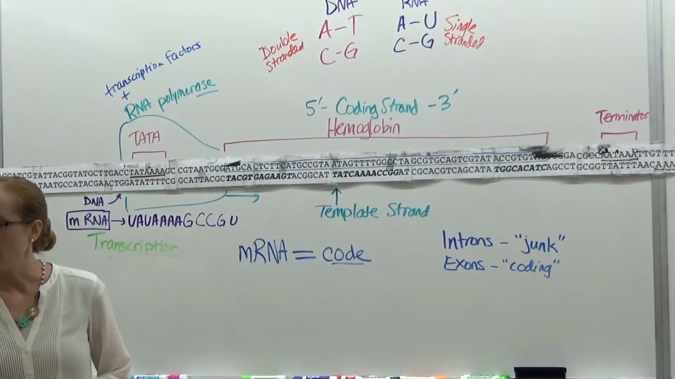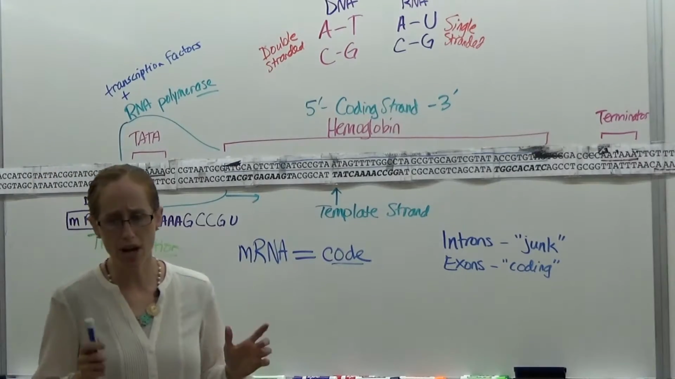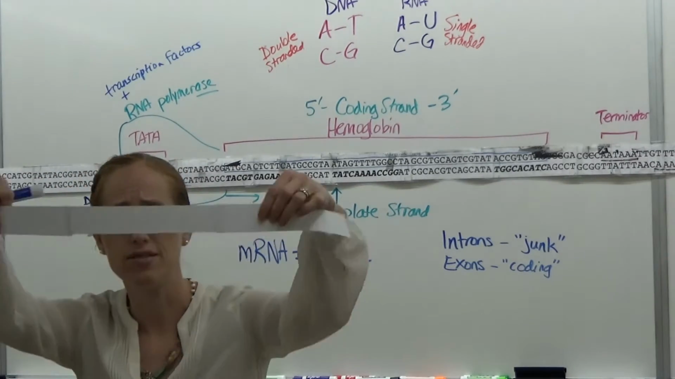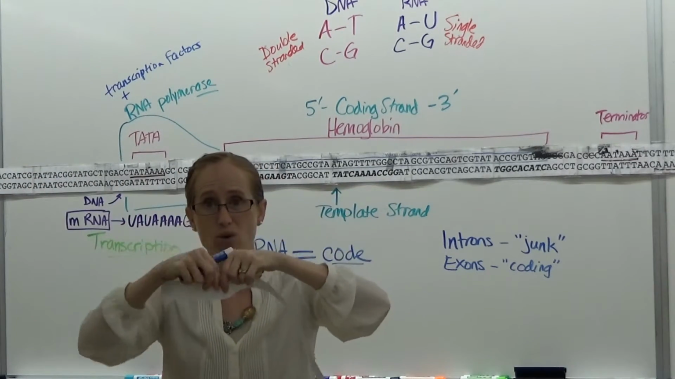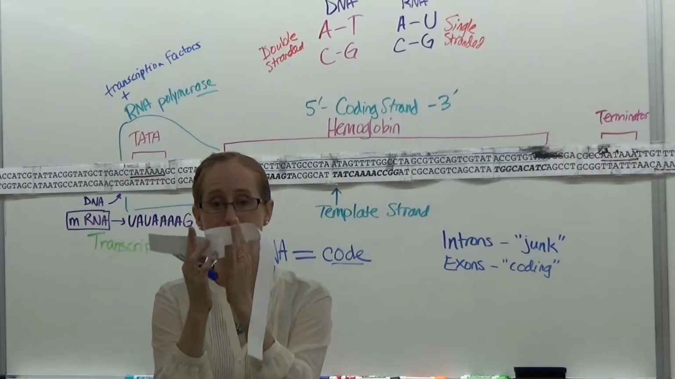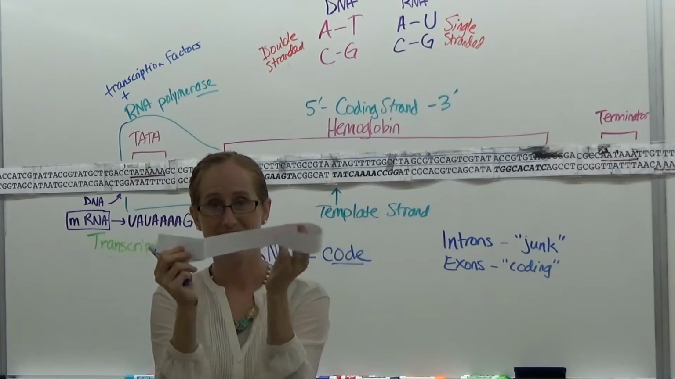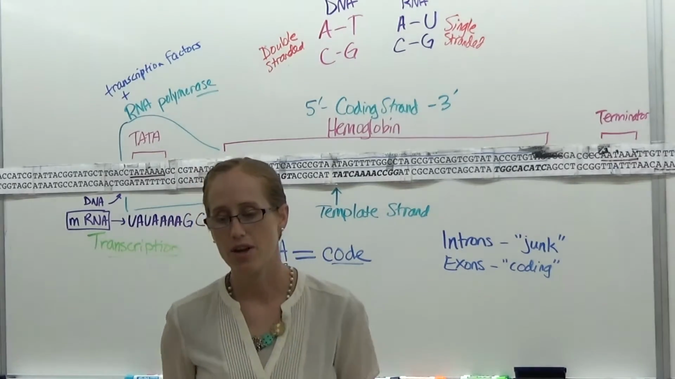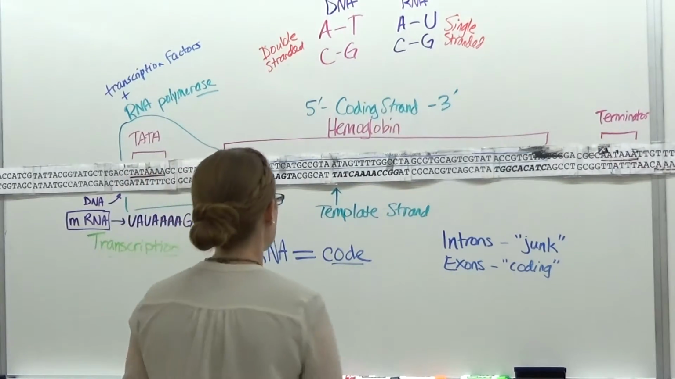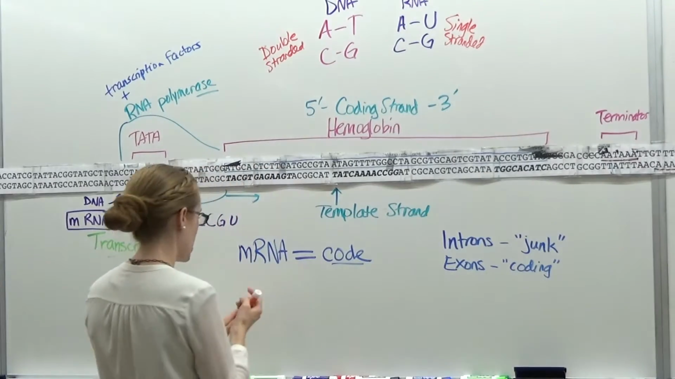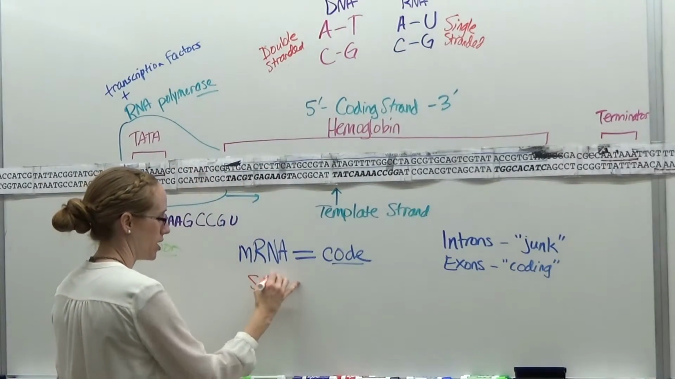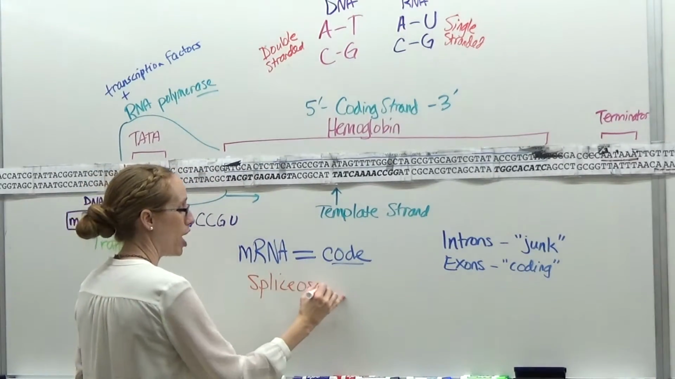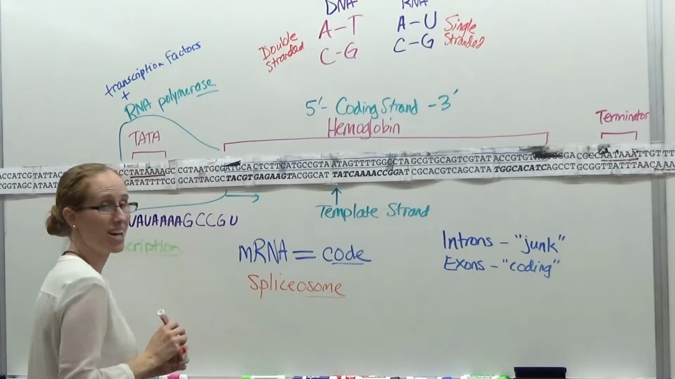What's actually doing the cutting? So they're actually going to take their strand of DNA, and they're going to cut out and re-tape together their exons, so it becomes a much shorter sequence, okay? They're going to do that. So the scissors represent what we call a spliceosome, which means a cutting body. Splice means cutting, and some means body. So it's a cutting body.